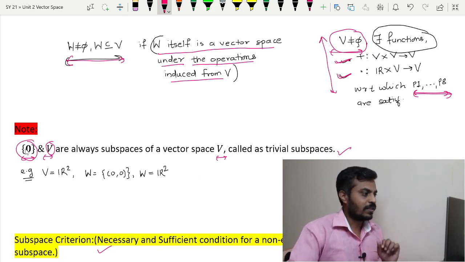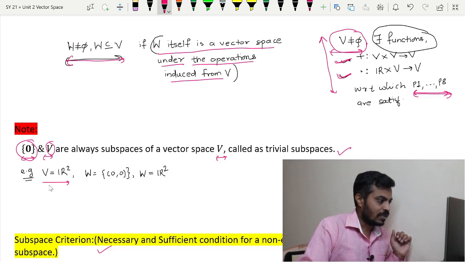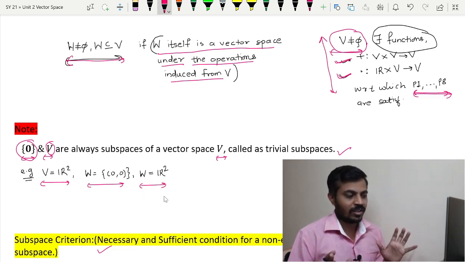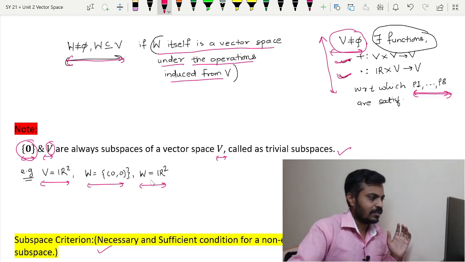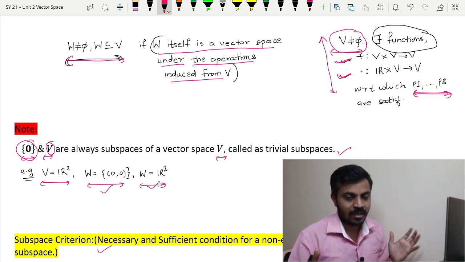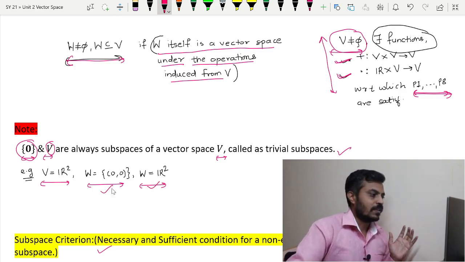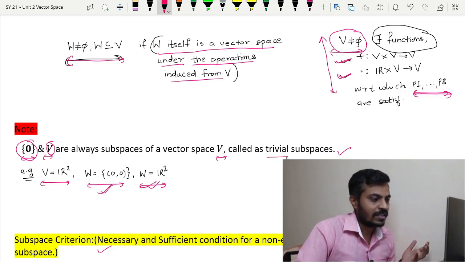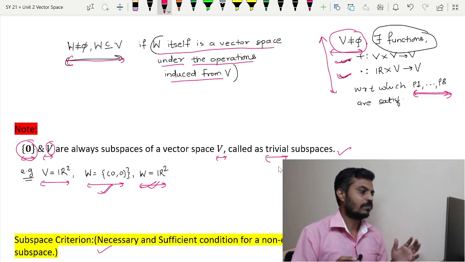Given any vector space, for example V equal to R2, these two are going to be subspaces of V, that we already know. Other than these two subspaces, there may be other subspaces as well, but we are sure that these two subspaces will always be there, and thus they are called trivial subspaces.